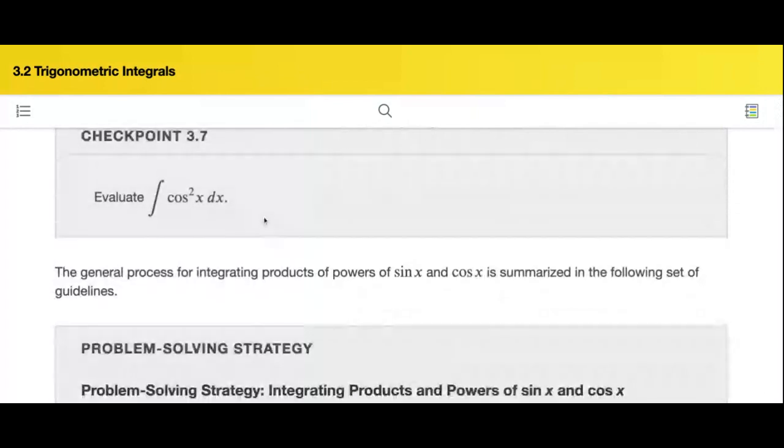Okay, so try this one. Try cos square x. Yeah, half x plus quarter sin 2x plus c. That's it. Anyone has any questions?